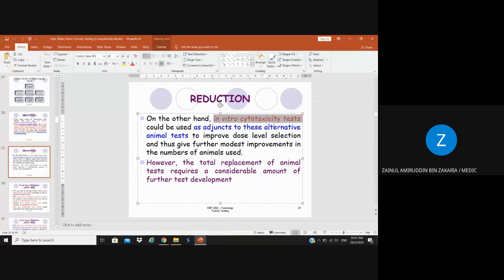But in the end, if you do this in vitro, if you do your master or your PhD, you need to go back to animal also. Okay, because there have been reports.